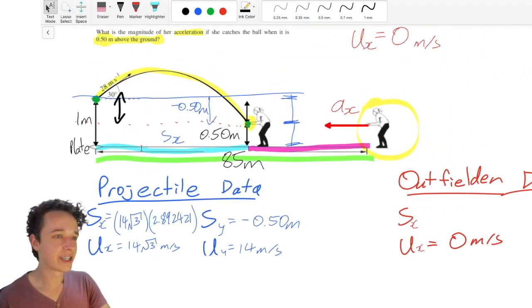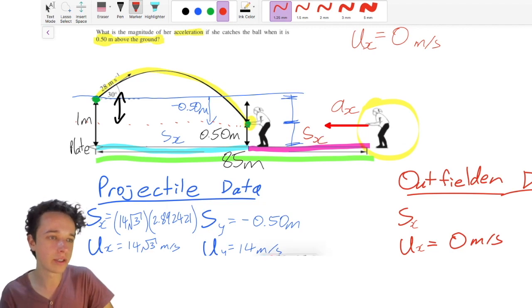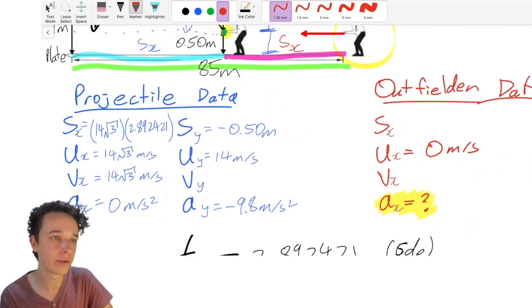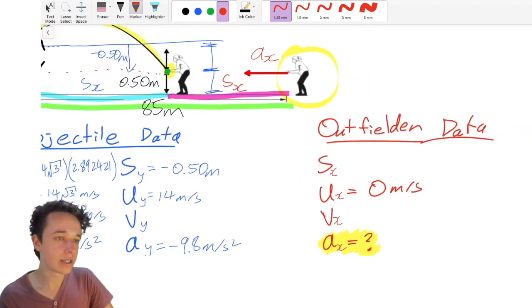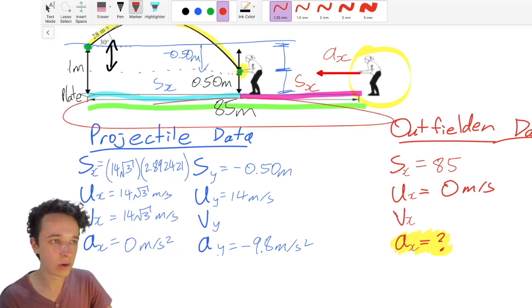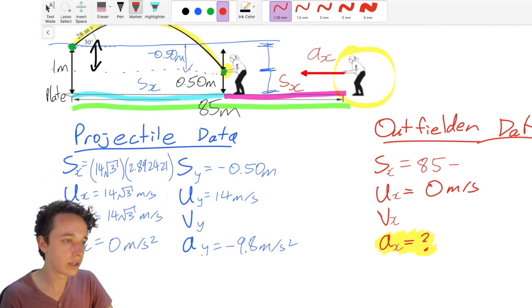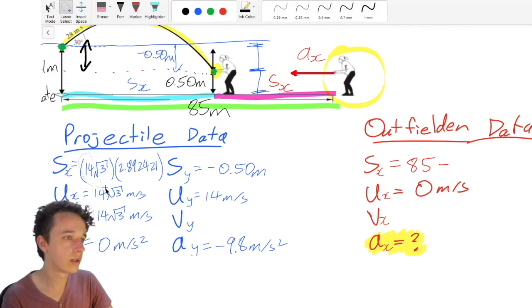I'm going to delete this because I don't need it anymore. So now we know this sx here. Now, what was the whole point of finding that sx? The entire point of finding that sx was in order to find this sx, right? Where the blue sx has to do with the projectile and the red sx has to do with the outfielder. So this red sx is equal to 85, which is the distance highlighted in green, minus the blue sx, which is the range of the projectile. So 85 minus this monstrosity here, 14 root 3 multiplied by that other number.